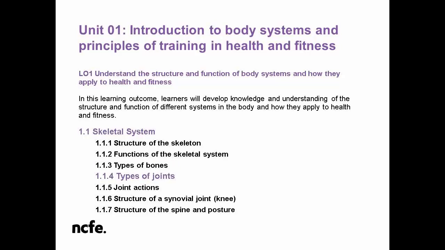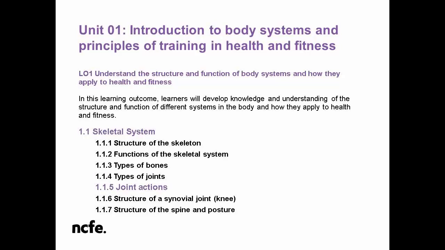For types of joints, your learners will be expected to know the definition of a joint and the 3 different types of joints: fixed, slightly movable, and synovial. For fixed joints, they will be expected to know and give examples as per the Qual specification, such as skull and pelvis, and also, for slightly movable joints, the spine. For synovial joints, learners will be expected to know the different types, those being pivot, condyloid, saddle, gliding, ball and socket, and hinge joints, with the examples as stated in the qualification specification.